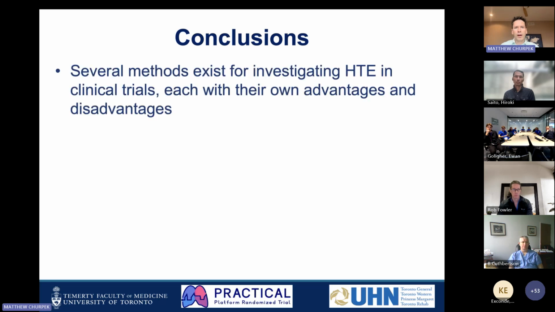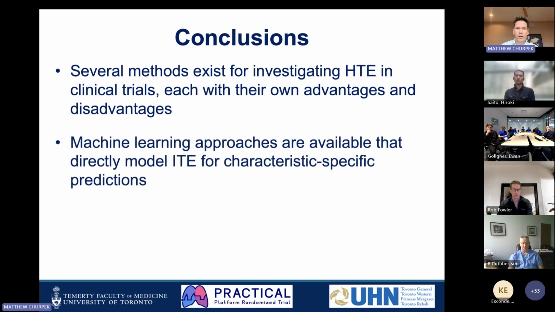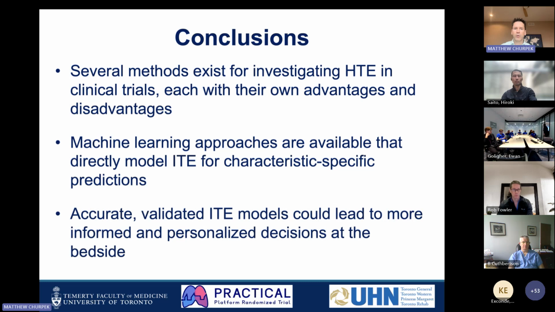So in conclusion, several methods exist for investigating HTE in clinical trials, and each has its own advantages and disadvantages. Machine learning approaches are available and can be used to directly model individualized treatment effects for characteristic-specific predictions. And accurate, validated ITE models could lead to more informed and personalized decisions at the bedside.